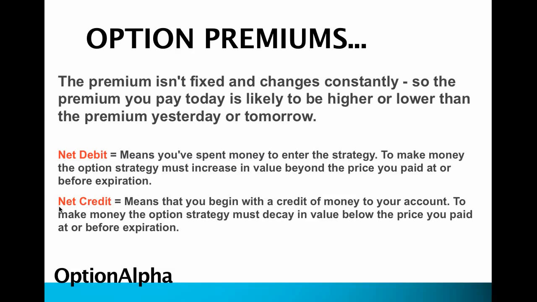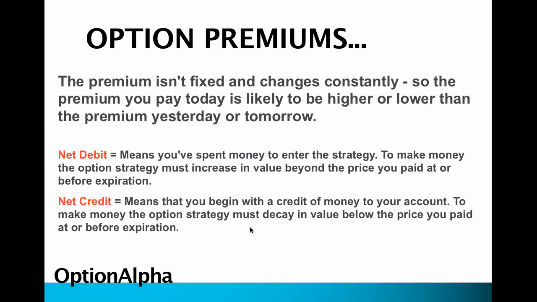On the other hand, if you have a net credit, this means you begin with a credit of money to your account, and to make money in this option strategy, you need a decay in value below the price you received at or before expiration. Just like shorting a stock, when you sell it high and want the value to go lower so you can buy it back. The same thing applies with options trading.